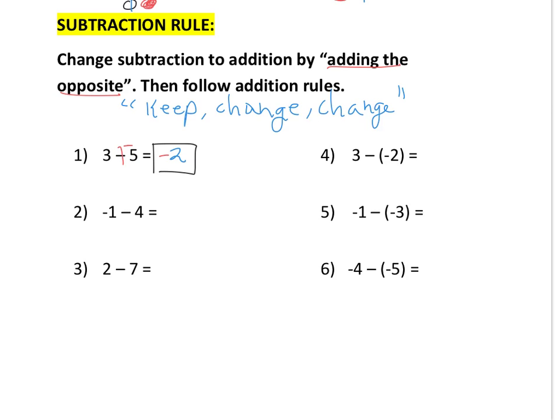And notice that these 6 problems here are identical to the 6 problems that we just did with counters, but we're just going to run through the keep, change, change rule. So number 2, we're going to keep, and then we're going to change this to addition. We're going to change the positive 4 to a negative 4. So now we have a negative 1 plus a negative 4. So same signs, add and keep the sign. So we're going to add 1 and 4. That gives us 5. And we're going to keep the sign, which is negative.